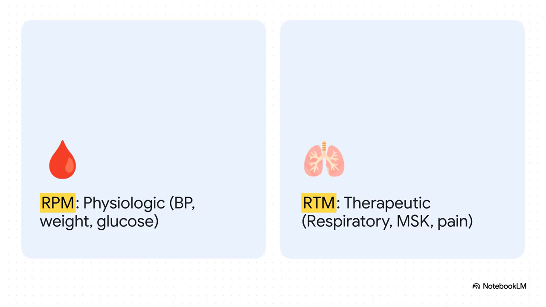RPM gives us those hard vitals, but RTM focuses on completely different metrics, like a patient's respiratory status, their musculoskeletal or MSK status, therapy adherence, and even cognitive behavioral therapy. Basically, if you're tracking a patient's pain levels or keeping tabs on how well they're sticking to a medication regimen, you're definitely operating in the RTM space.